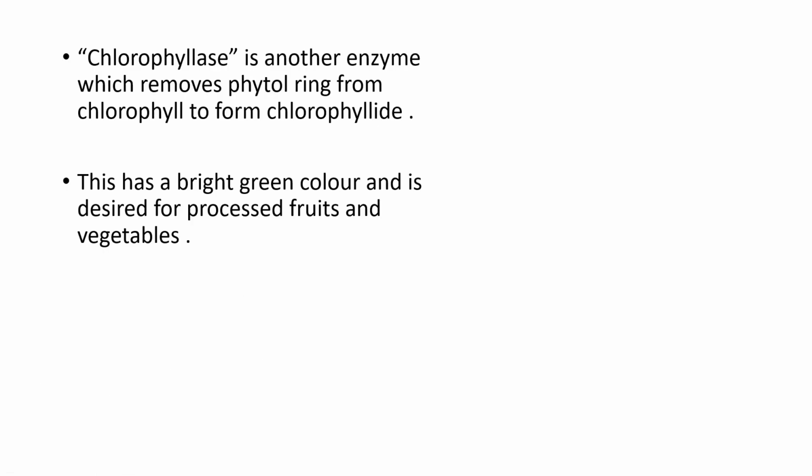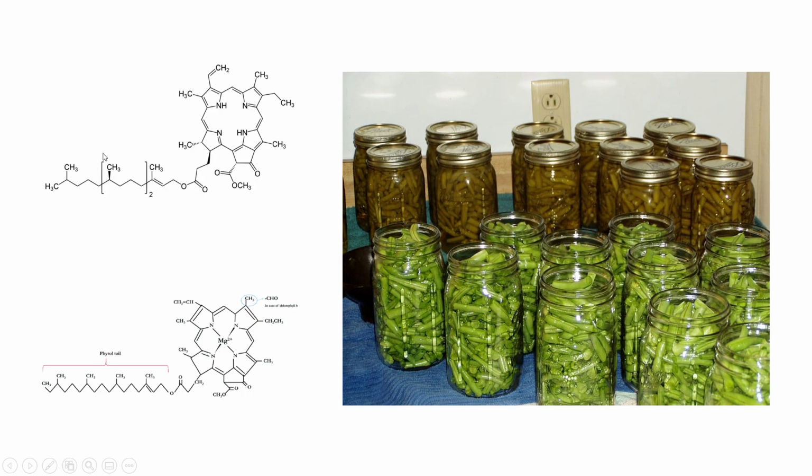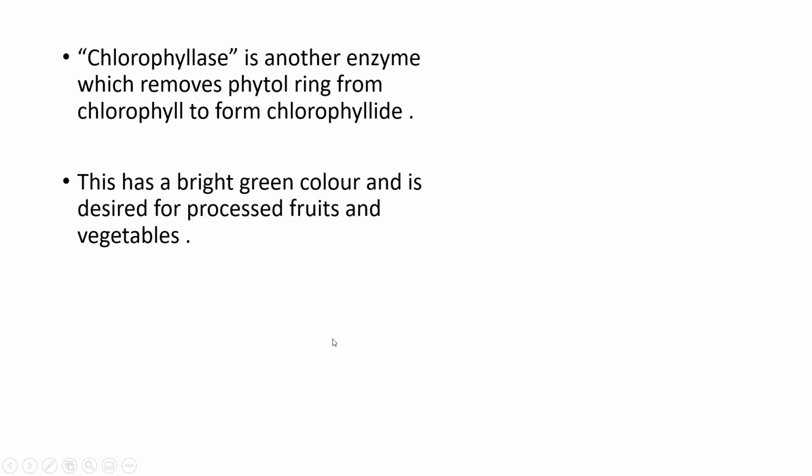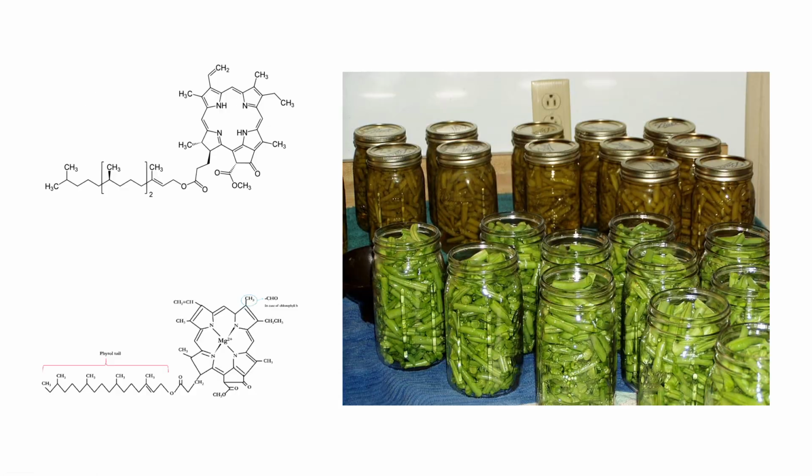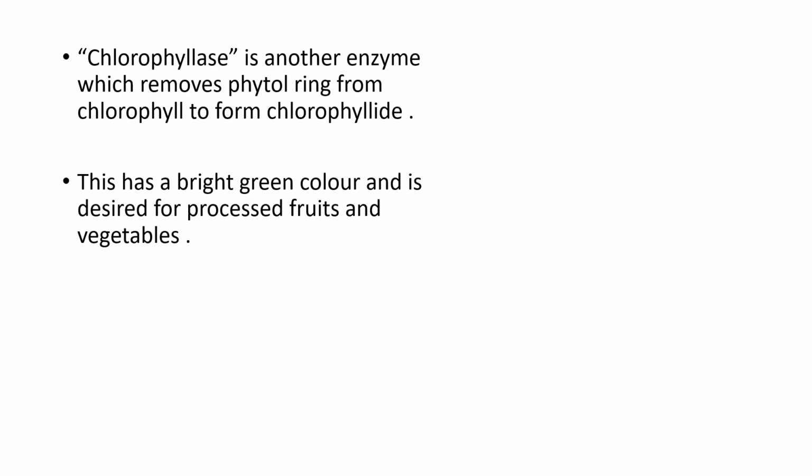इसको प्रिवेंट करने के लिए हमारे पास एक एंजाइम होता है क्लोरोफिलेज, जो कि इस क्लोरोफिल मॉलिक्यूल से फाइटोल को रिमूव करता है, और हमारे पास क्लोरोफिलाइड कंपाउंड बनता है जो कि ब्राइट ग्रीन कलर का होता है. मतलब अगर आप मैग्नीशियम चीलेटेज एंजाइम का यूज करेंगे तो ये डल ग्रीन बन जाएगा, लेकिन अगर आपको ग्रीन कलर चाहिए जो कि अपीलिंग हो तो आप क्लोरोफिलेज यूज करोगे जिससे ब्राइट ग्रीन कलर रहे.